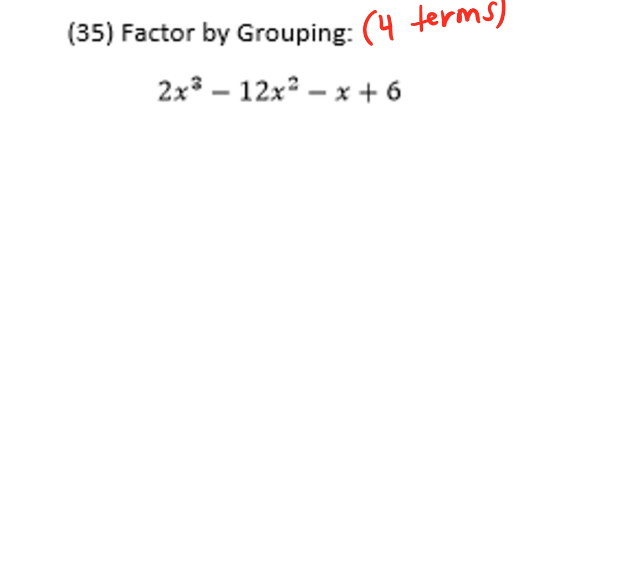So I'm going to draw a little line between the second and third term, because you want to group the first 2 together and group the second 2 together. So I'm going to look at just the first 2, kind of ignore the second and the third. You can even cross them out or put your finger over them for a second if you want. Just say, what's the greatest common factor between these 2 terms? 2x to the 3rd, 12x squared.